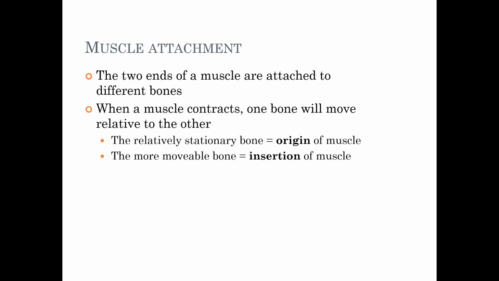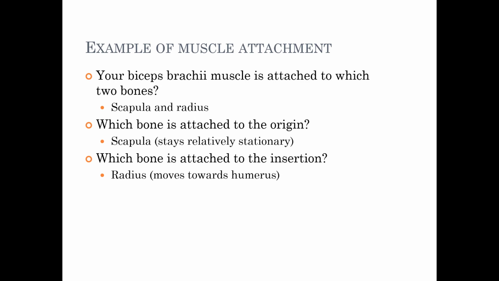The bone that remains stationary when a muscle contracts is considered to be the origin of the muscle, and the bone that moves when a muscle contracts is considered to be the insertion of the muscle. We're going to come back to that, and you'll talk about it more in lab next week when you look at the muscles, which end is the origin and insertion.